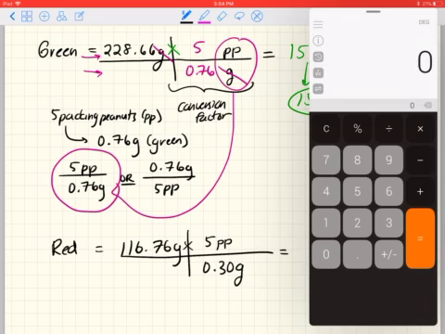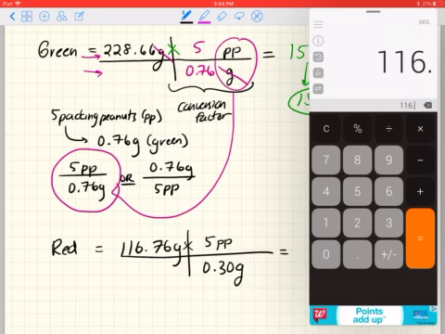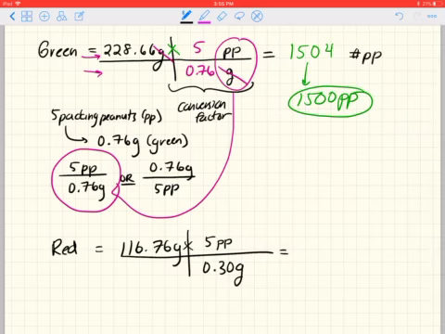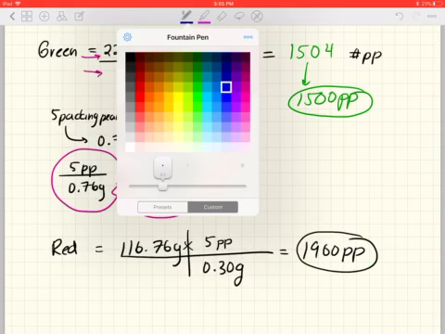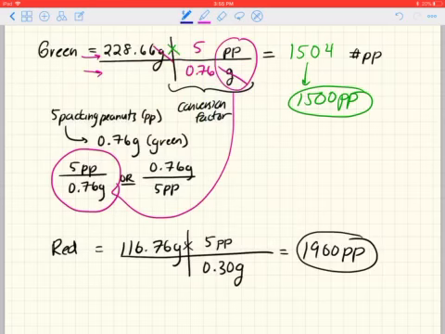So if I put this into my calculator, I have 116.76 times 5 and divided by 0.3, and I have about 1,900 packing peanuts. So approximately 1,900 packing peanuts. All right, so you can see here the factor label method simplifies everything. So the hardest part is recognizing what your conversion factor is going to be. You want to set it up such that your units cancel out diagonally and that you are left with the units that you want.